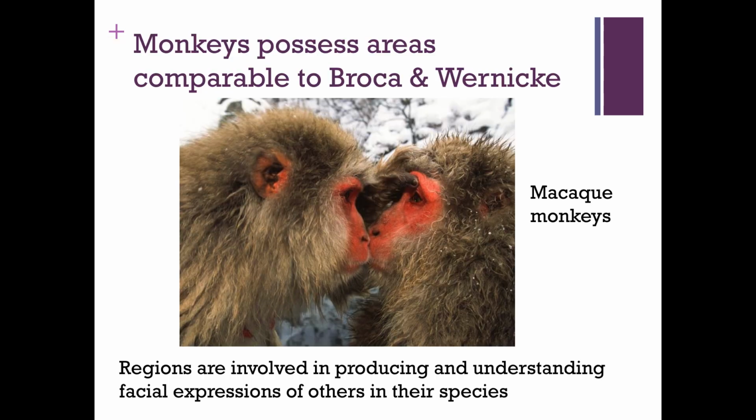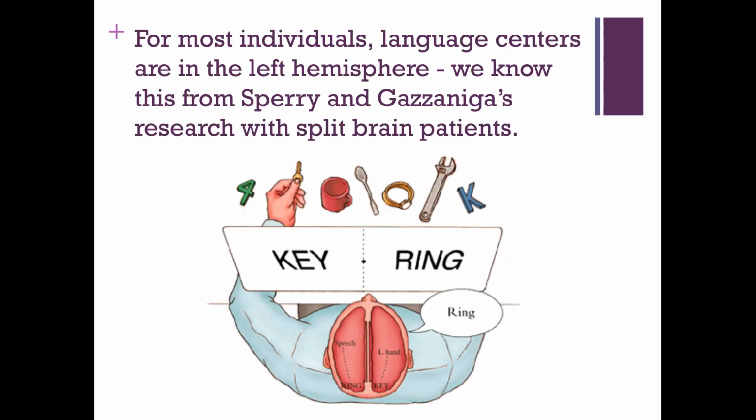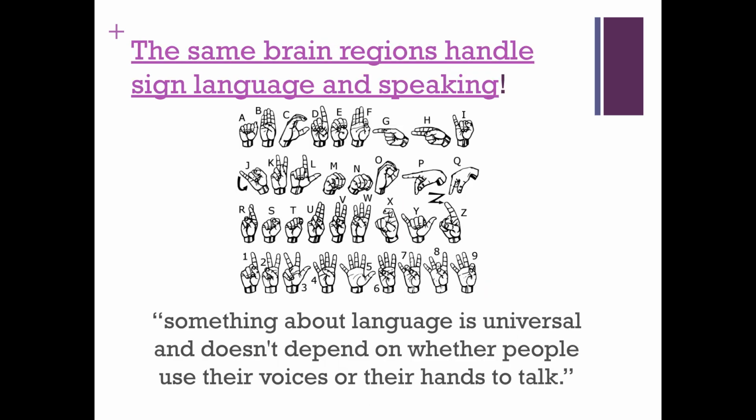Really interestingly, research has shown that macaque monkeys have areas in their brain that are comparable to both Broca's and Wernicke's areas, but those regions are involved in producing and understanding facial expressions of other members of their species, as opposed to actually producing and comprehending speech like we do. And we already know that, for most individuals, language centers are in the left hemisphere. We know this from Roger Sperry and Michael Gazzaniga's research with split-brain patients that we learned about back in our bio units. This is just a little bit of a review.